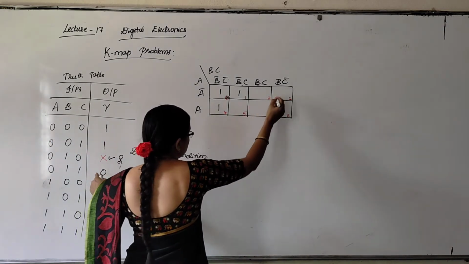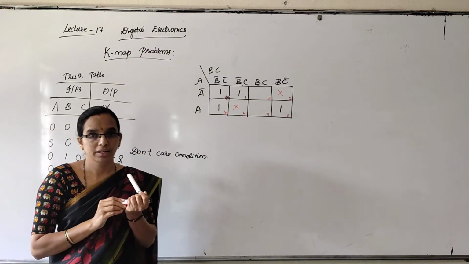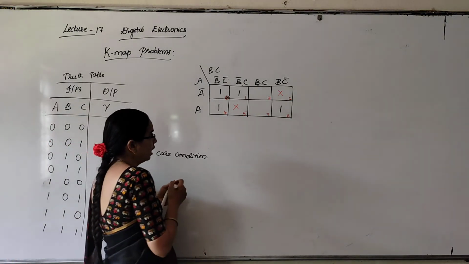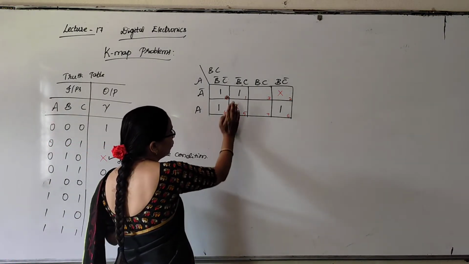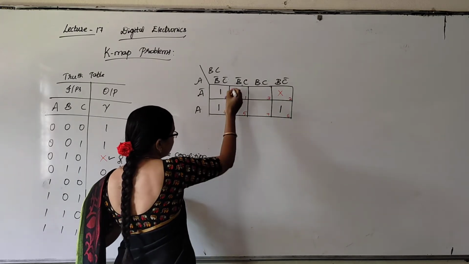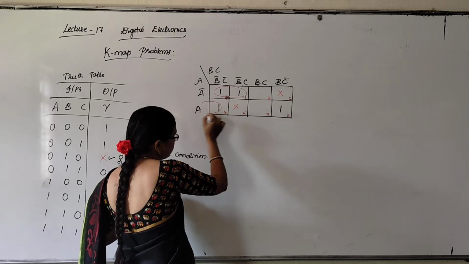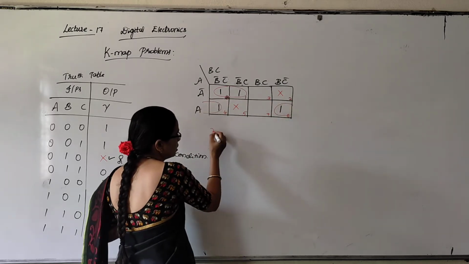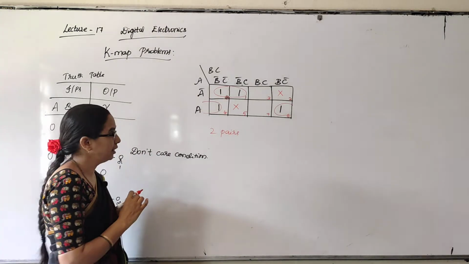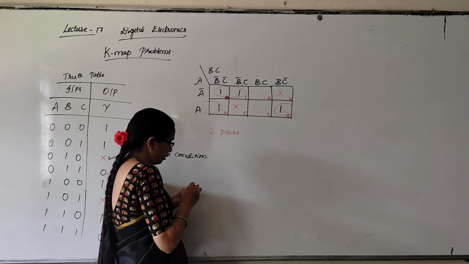For 2 it is marked as don't care, for 5 it is marked as don't care, right? So how to group this? Here if I don't consider these don't care conditions, I have to group like this is one group and this will be another group. 2 pairs I will get, right?